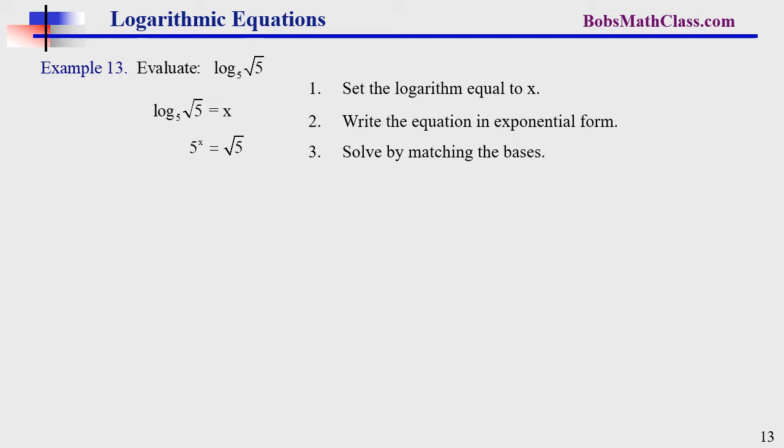Yeah, hopefully it's 1/2, because you know how to work backwards. If we have 5 to the 1/2, we could go back and write it in radical notation, but now we're going from radical notation to exponential notation. So 5 to the 1/2 is the square root of 5. So now we got our answer. X equals 1/2.